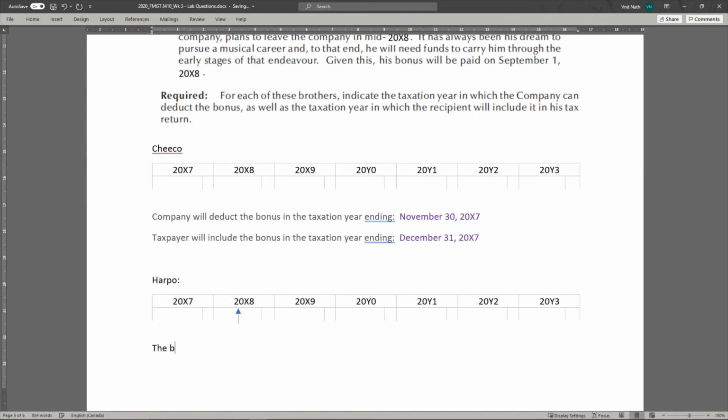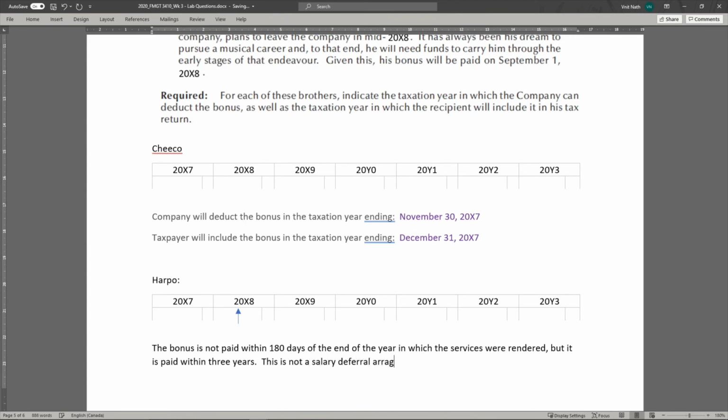Because of that, we can say the bonus is not paid within 180 days of the end of the year in which the services were rendered. But it is paid within 3 years. So this is not a salary deferral arrangement. What does that mean?